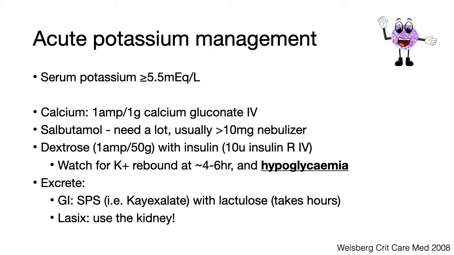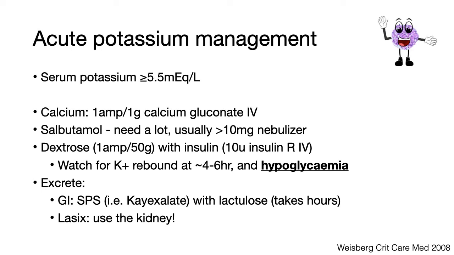Most centers define hyperkalemia as a serum potassium of greater or equal to 5.5 milliequivalents per liter. I'll hopefully talk about potassium disorders in a later episode, but briefly, the most important thing is to be able to stabilize the myocardium, shift the potassium, and then get rid of it. In order to stabilize the myocardium, usually 1 gram of calcium gluconate IV is sufficient.